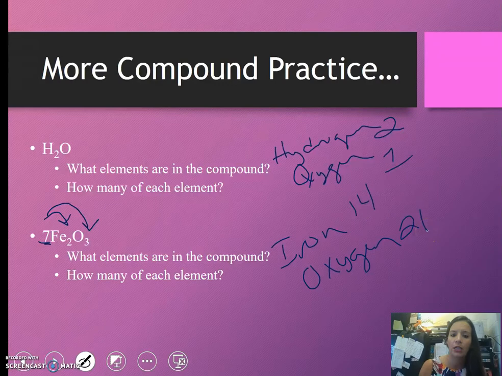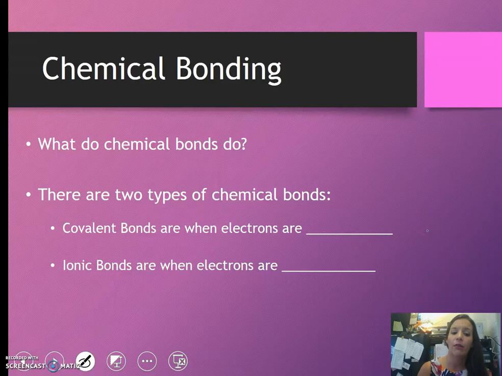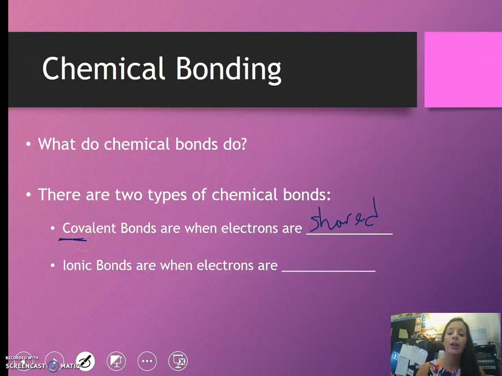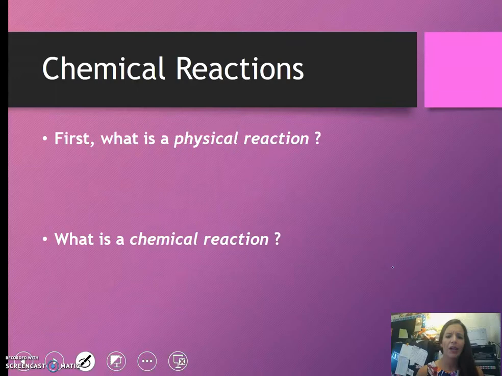So chemical bonds then are, like we said, holding things together. Covalent bonds are when electrons are shared. So think co, together. Ionic bonds are when electrons are either lost or given, depending on the bond and the elements involved. So now let's talk about physical versus chemical reactions.